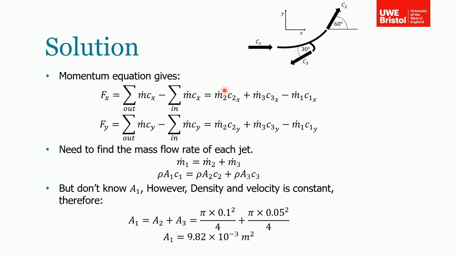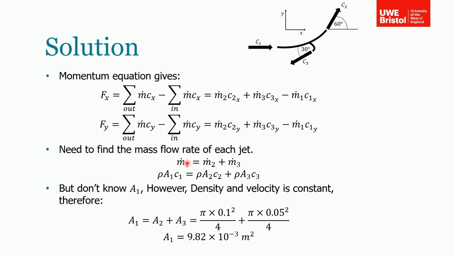So applying this to our system, in the x direction we have two outlets, C2 and C3, so we need to sum those together, minus the sum of the inlets, and we only have one of those, mass flow rate times the velocity in the x, and the same for the y.